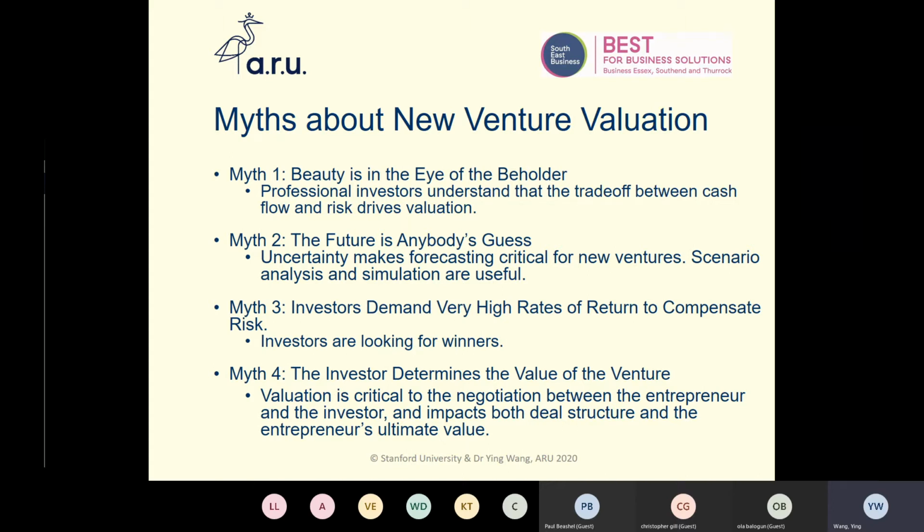Professional investors understand the trade-off between cash flow and risk that drives valuation. And therefore, you do have certain room to negotiate the value of the business. We'll look into that today and tomorrow, to see the term sheet in this investment process. Of course, for the future cash flow we need to forecast, we have different ways. We can use scenario analysis, simulation, and tree analysis, and that is a valuable way to evaluate the business.